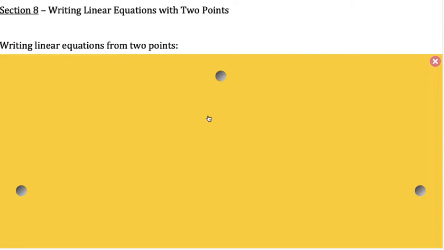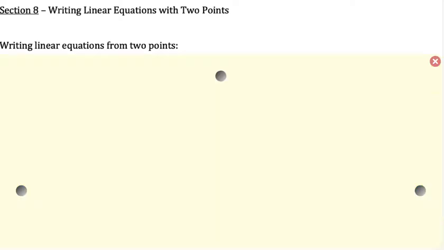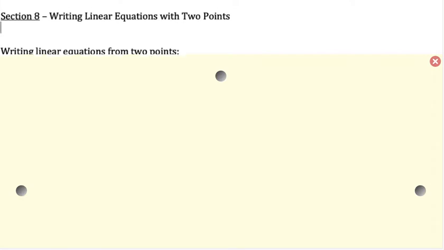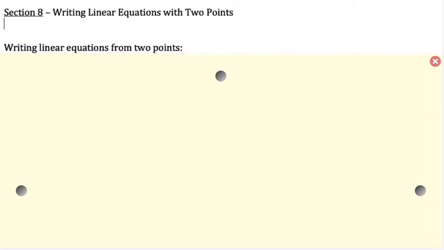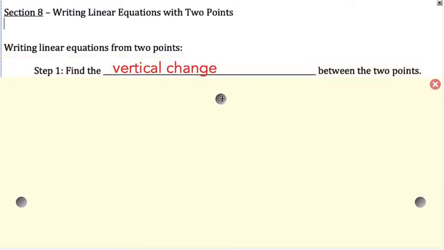This is section 8, writing linear equations with 2 points. Going through our vocabulary first, we'll notice here we have step 1. So you're going to have 2 ordered pairs.